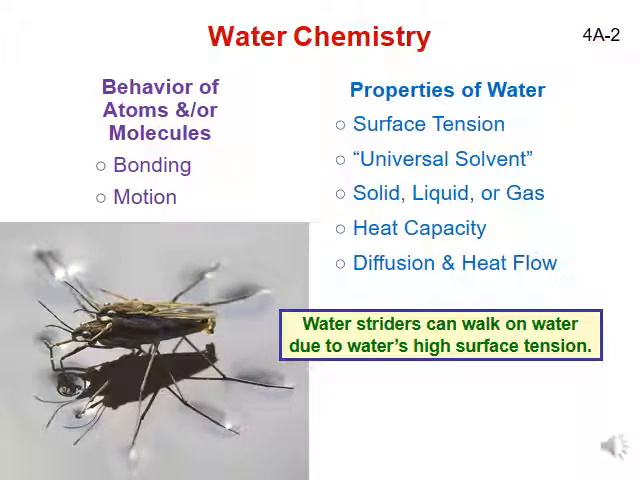Slide 2. In Unit 4A, we will look at the chemistry of water. We will learn a little about atoms and molecules, how they move and how they bond with one another, how they join together, can lead to all the characteristics and properties of the different substances and materials in the world around us. For example, we will learn why water is the universal solvent, about heat capacity and latent heat, diffusion and heat flow, and why some things are solids, some things are liquids, and some things are gases.